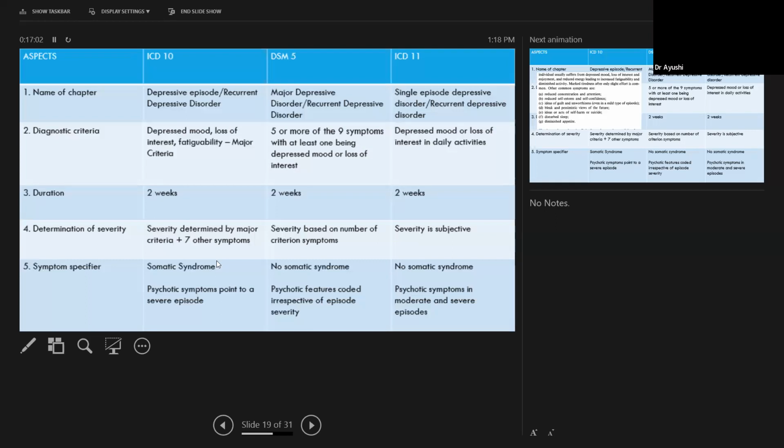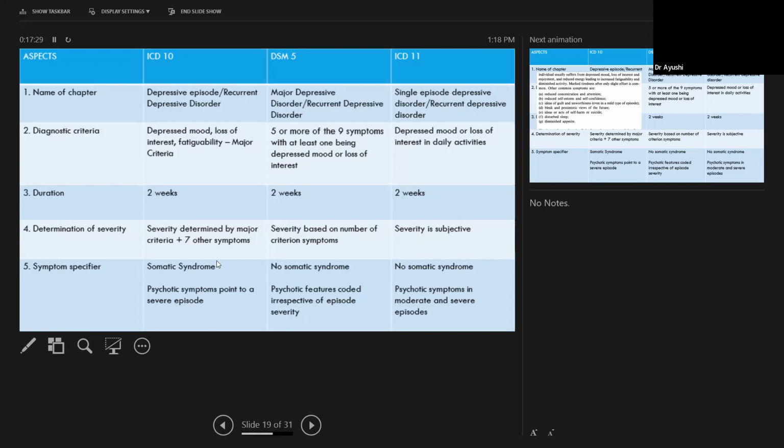So the name of chapter is depressive disorder. At DSM-5 it is major depressive disorder, and ICD-11 it is single episode depressive disorder. Diagnostic criteria is for ICD-10 are three major criteria: depressed mood, loss of interest, and fatigability. And in DSM-5, 5 or more of the 9 symptoms should be present, with at least one being depressed mood or loss of interest. And in ICD-11, depressed mood or loss of interest in daily activities. Duration is 2 weeks for all three of them.